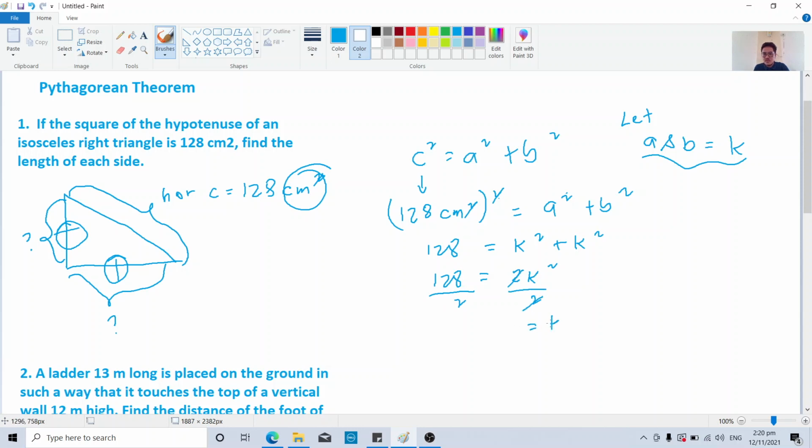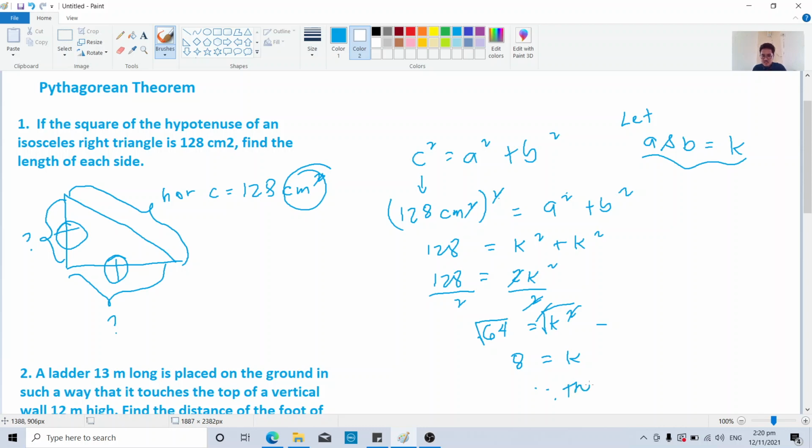What remains? We have K squared. What is 128 all over 2? That is 64. Now, this is squared. We need to leave only K. How? Take the square root of both sides. Cancel, cancel, what remains is K. What is the square root of 64? That is 8.